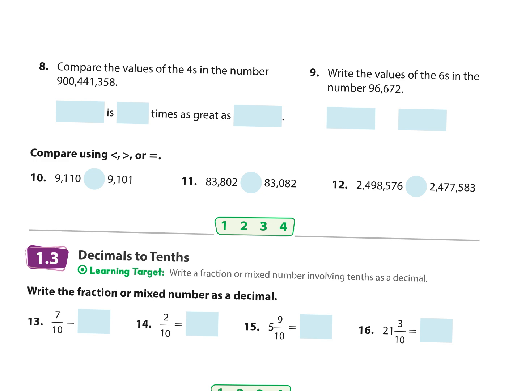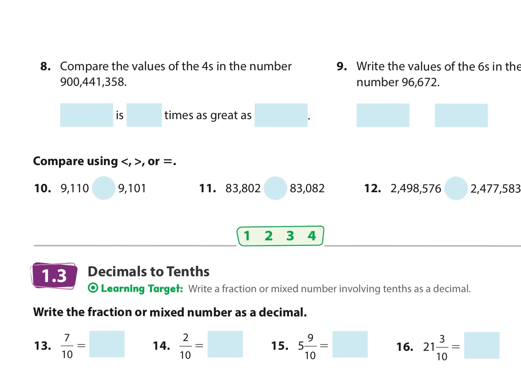Number 8, let's look at number 8. It says compare the values of the 4s in the number 900,441,358. So I'm looking at the 4s. I have a 4 in, what is the first 4? What place is this? I heard somebody start to say it. 400,000. It's 400,000. So it's the 100,000s place.